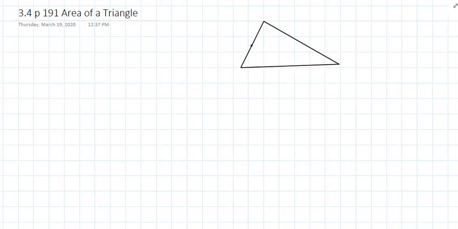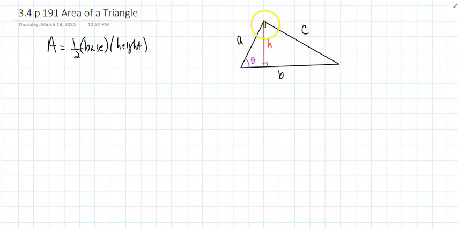with sides A, B, and C, if I pick an angle theta, where the angle is between two sides, and if I draw the perpendicular to the base, where that is the height, I know that the area of this triangle is 1/2 the base times the height. And the area of the triangle would be all of this. So there are two ways I could find this area in this section.